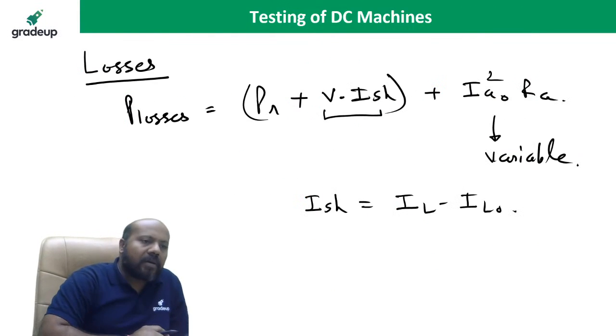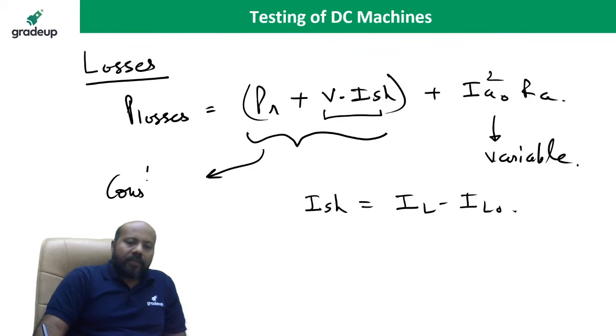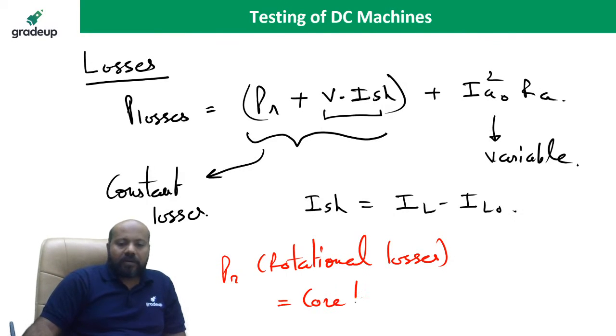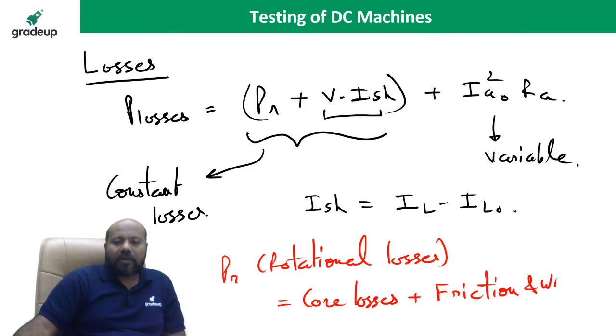Okay, now from here, these rotational losses along with field losses we are calling constant losses. And what are these rotational losses? These rotational losses we are defining as core losses plus friction and windage losses.